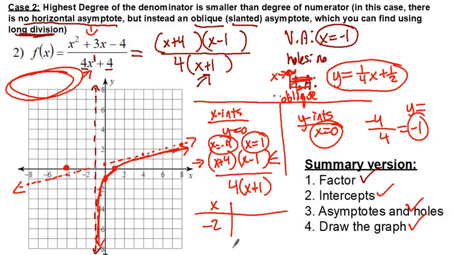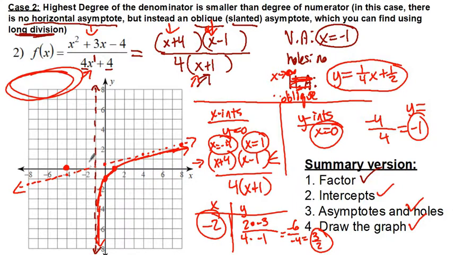So let's just pick -2. And if we plug in -2 for x all along here, we'd have -2 plus 4 is +2. Right here, -2 minus 1 is -3. On the bottom, we're going to have 4 times -2 plus 1 is -1. So this becomes -6 over -4, which reduces to 3 over 2. So that means we're going to have a point at x equals -2, y equals 3 over 2, or 1.5, which is here. Now we can see that this is going to go up this way, and it's going to go down that way. So that is what our graph looks like in a case 2 example when we have an oblique or a slanted asymptote.